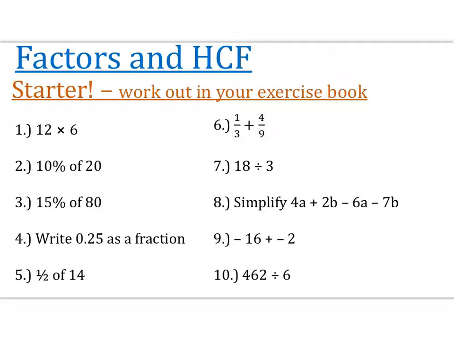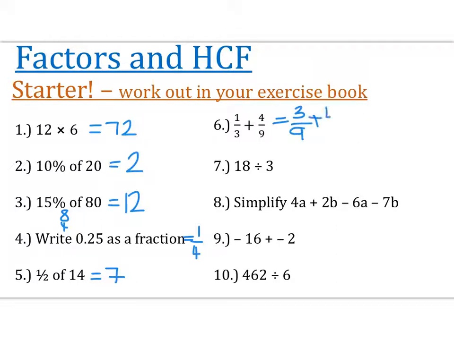All right, with your green pens ready, or your pink pens, or your purple pens, or any color pen that you feel like marking in, 12 times by 6 is 72. 10% of 20 is 2. 15% of 80, well, 10% is 8, and 5% is going to be 4, so you can add those together for 12. Write 0.25 as a fraction. That would be 1/4. 1/2 of 14 is 7. 1/3 plus 4/9, that is 3/9 plus 4/9, which is 7/9.